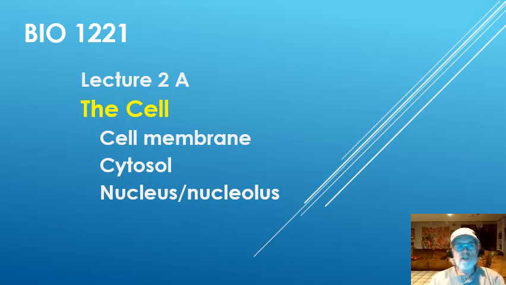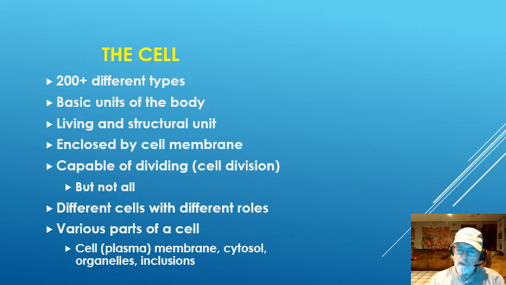But let's just talk a lot about the cell for a while, because that's really an important part. Where do we start? Well, let's start at the beginning. If you look at your body, what you're going to find is there are so many different types of cells. You have more than 200 different types of cells in your body.